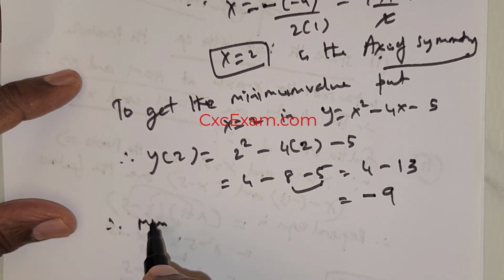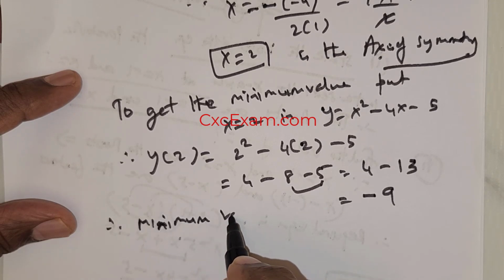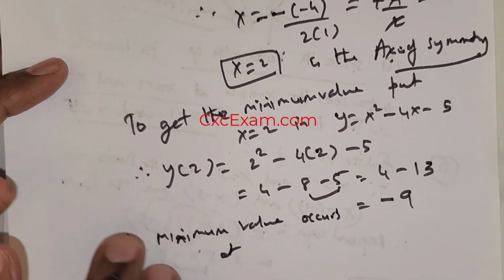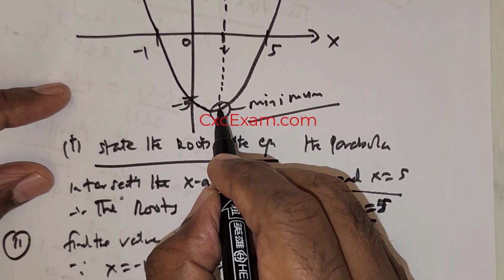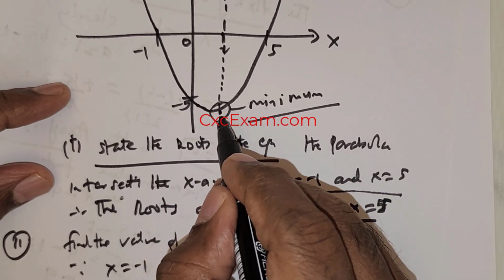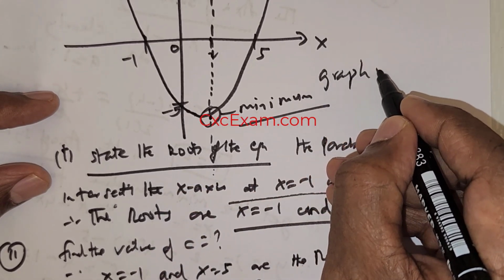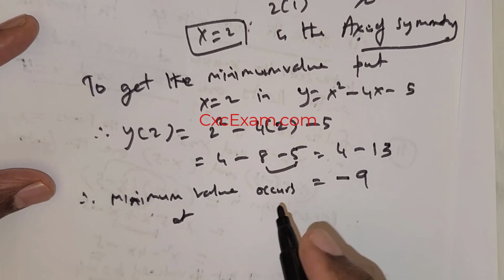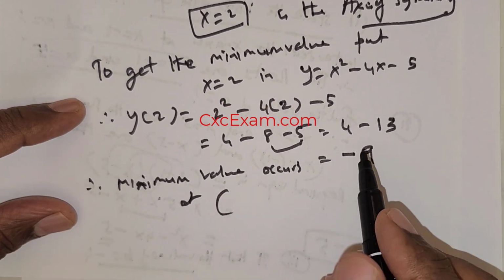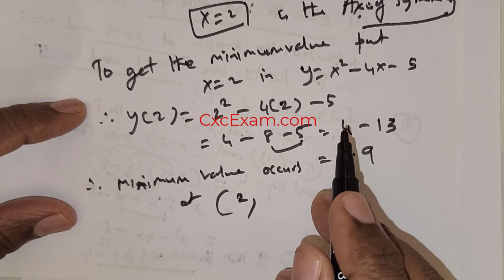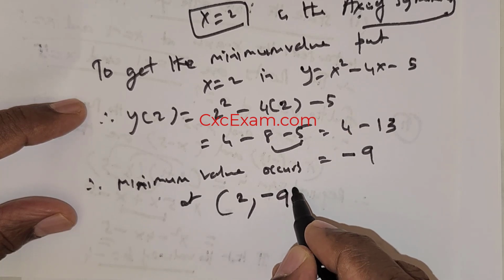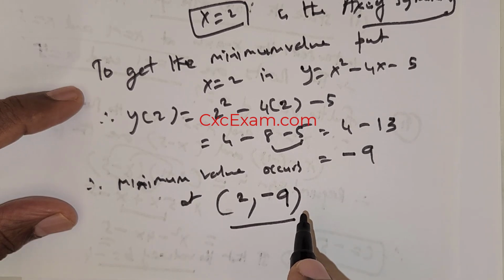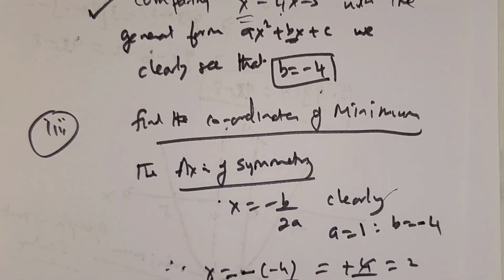Therefore the minimum value occurs at, where does the minimum value occur? So this is the minimum value, right? But the graph is not to scale. You have to understand this. Okay. So the minimum value occurs at 2 comma negative 9. So this is the minimum point. Coordinates of the minimum point. So this is what the question was. Find the coordinates of the minimum point.